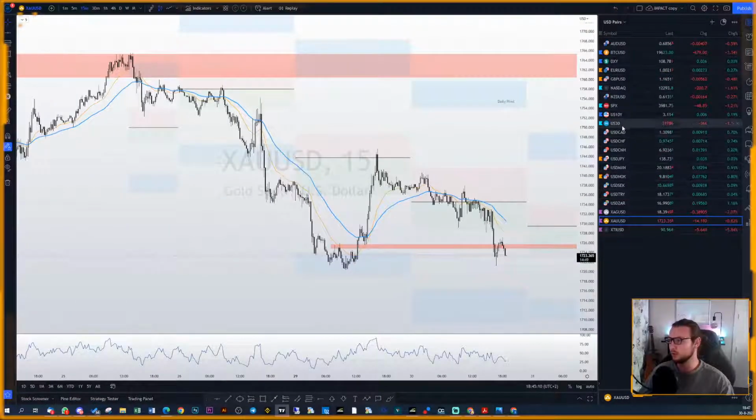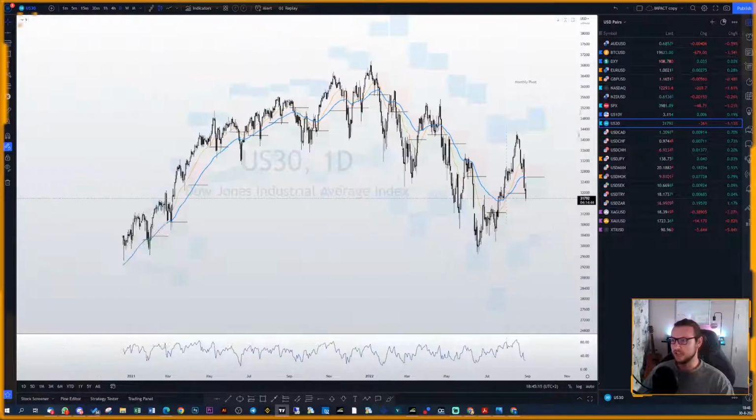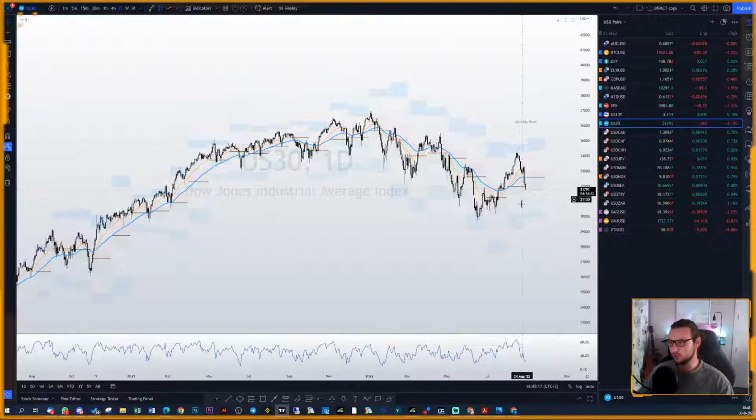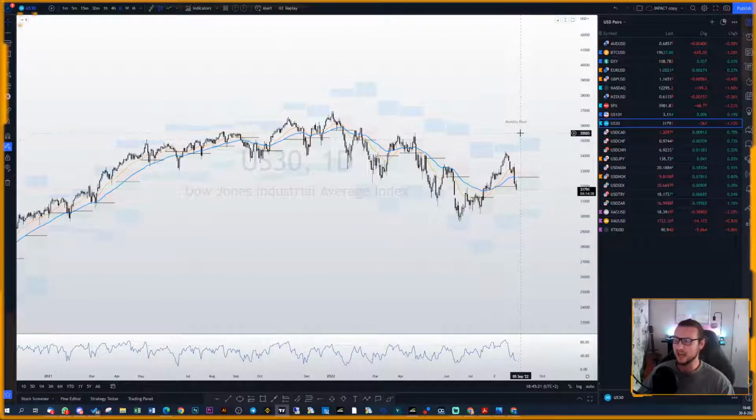So where's the US 30 here? If we go to a daily chart, let's see. I expect this to go even lower, right? So we're not ready to go up. As long as interest rates are going higher and the dollar is strong, there is no reason for equities to go higher. The big institutions are just sitting on their cash, waiting until the time is right. When we've bottomed out, it can be here. I think it's going to be lower.